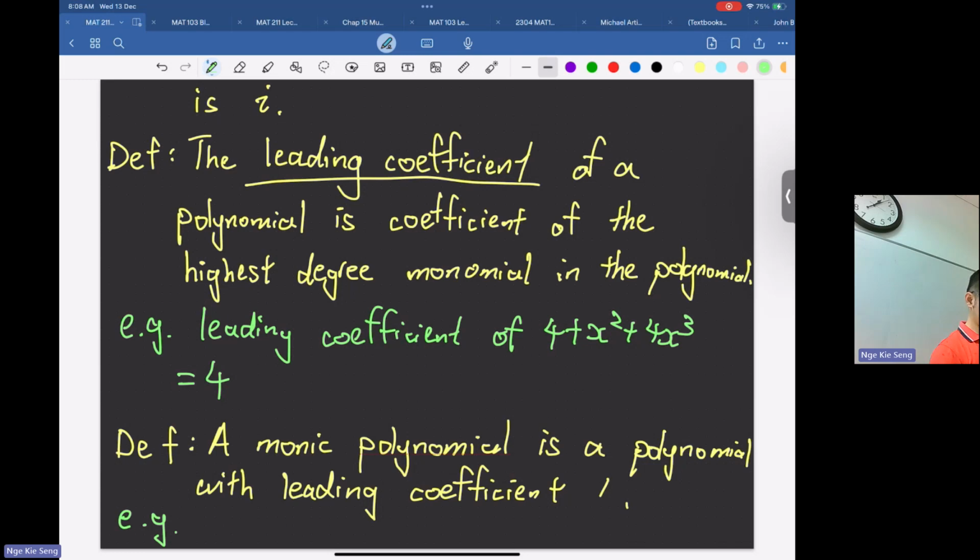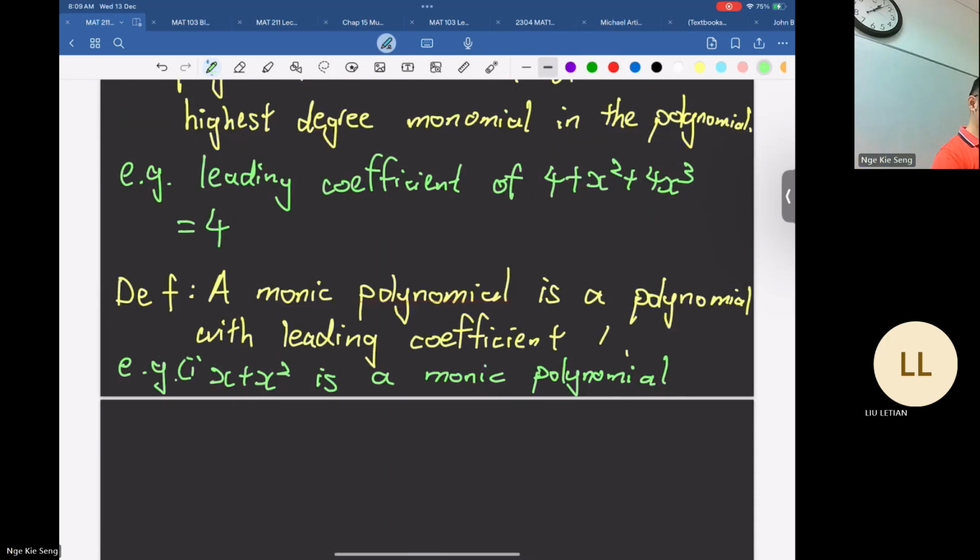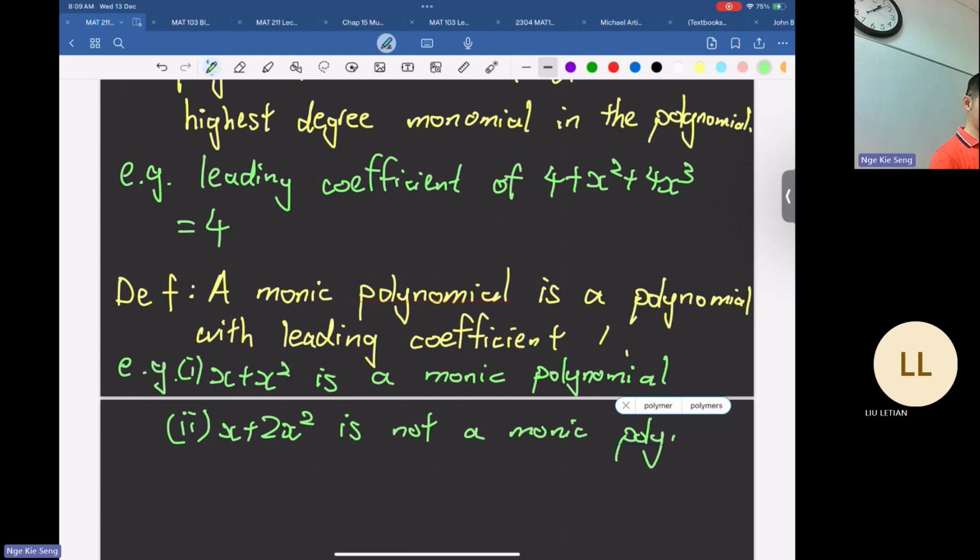So for example, x plus x squared is a monic polynomial. But a non-example is x plus 2x squared, which is not a monic polynomial. Because in the first one the leading coefficient is 1, but in the second one the leading coefficient is 2, which is not 1. Okay, make sense?